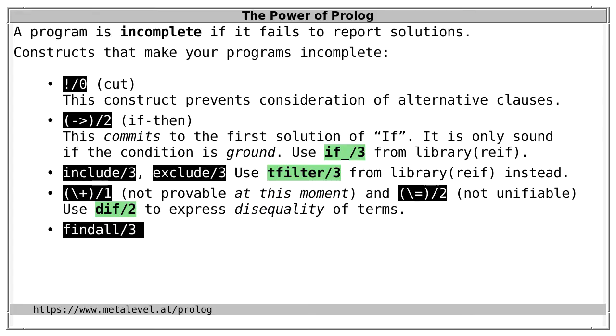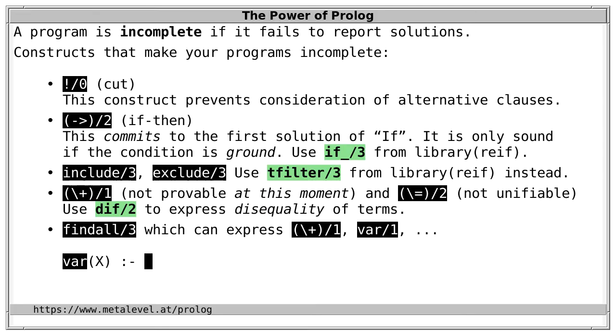Find all is another example. It's easy to see that find all is problematic because it can be used to express other incomplete predicates, such as not provable at this moment or checks for instantiation. For instance, if it weren't already available, we could define var, which holds if the argument is a variable, in terms of find all. For example, like this. And var clearly violates commutativity and therefore prevents alternative execution strategies.